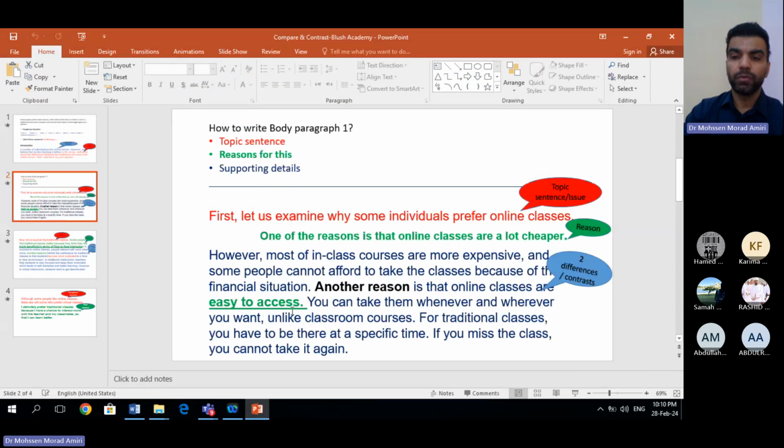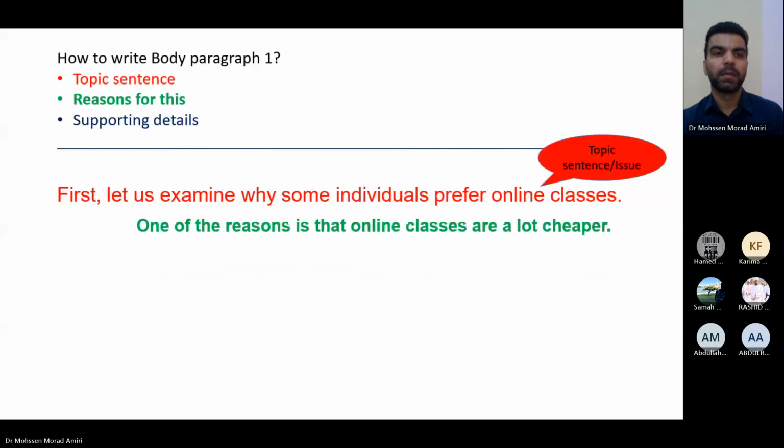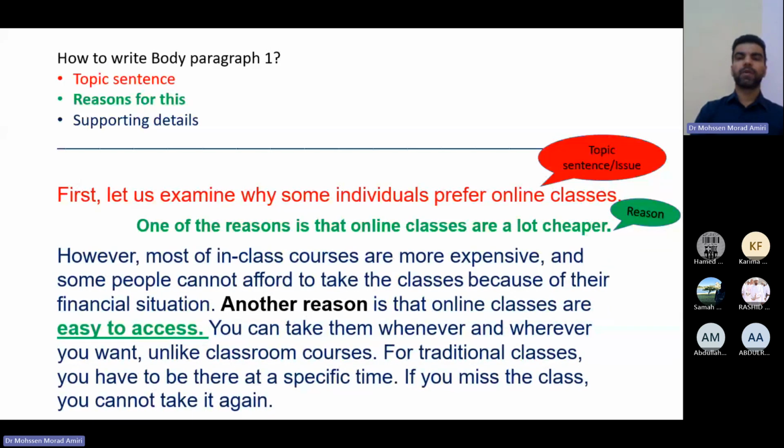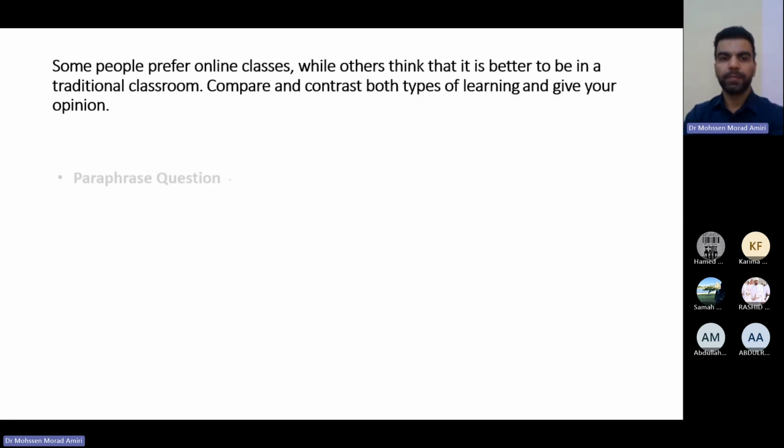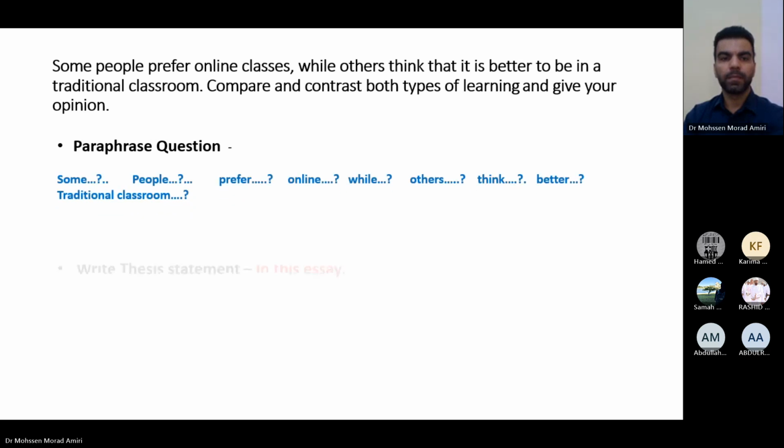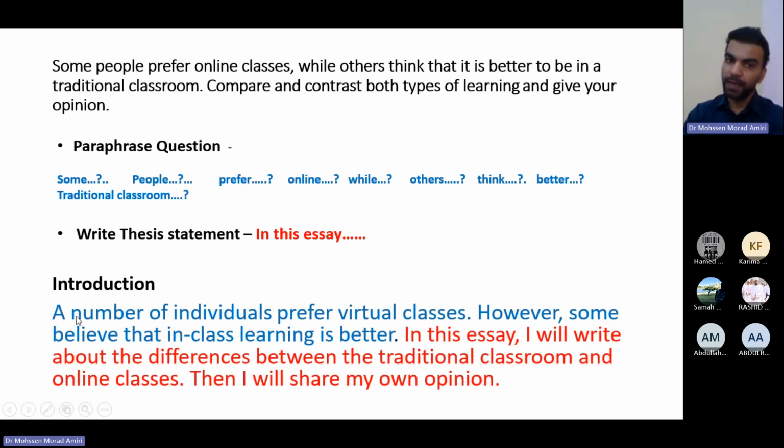I want you also to explain this part for online classes. See, this is for online classes. Let's read it together, Shabab. This is the body. We wrote the introduction. This is the introduction we finished. Right? The introduction is finished. For online classes versus traditional classes. Okay, now we go through the body.